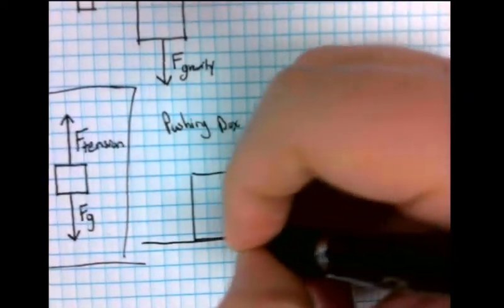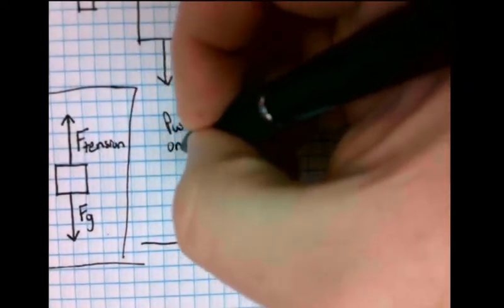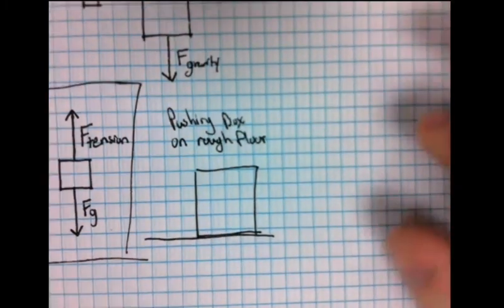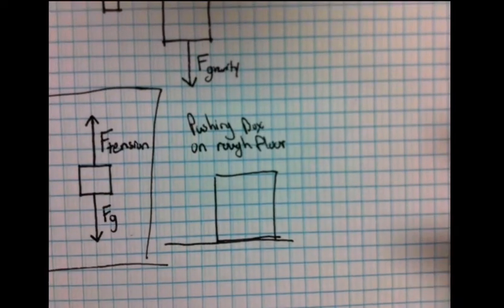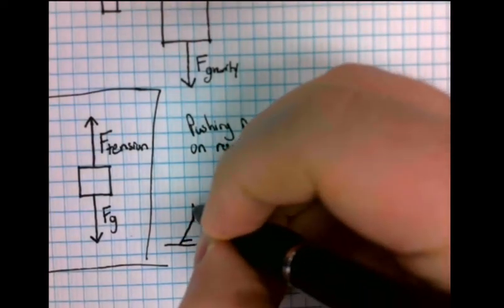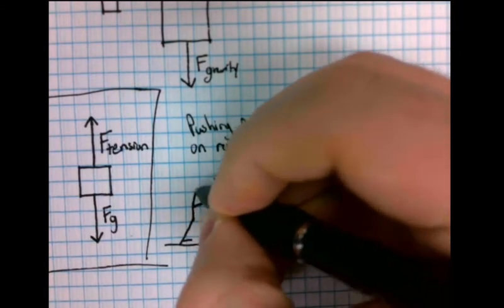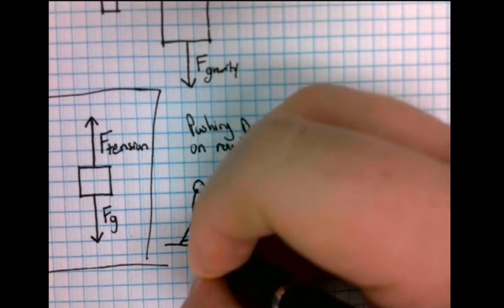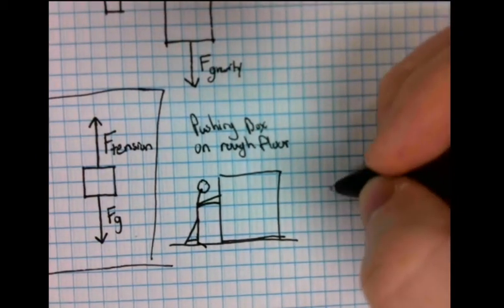It's on flat ground. And we'll say on rough floor. We're pushing the box on a rough floor. And so I've got my person standing here. He's kind of leaning into it. His arms are curved in a very weird direction because I am bad at drawing. And so he is pushing that box.